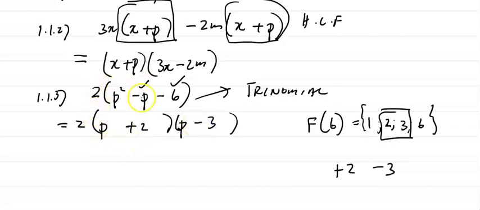Double check. See, you remove the highest common factor. p times p is p squared. Plus 2 times minus 3 is minus 6. Plus 2p and minus 3p gives me minus p. And learners, that's how we factorize a trinomial.